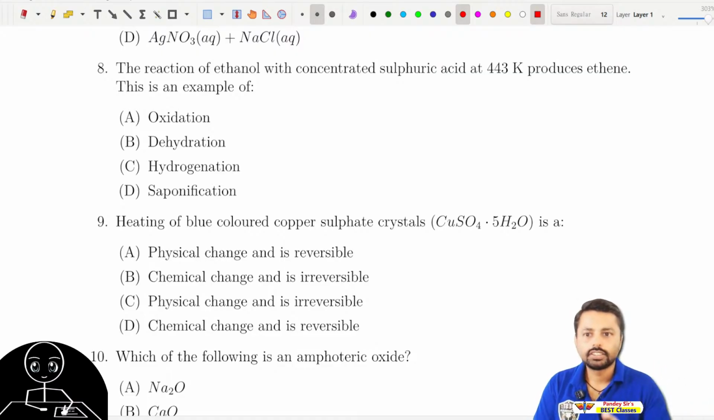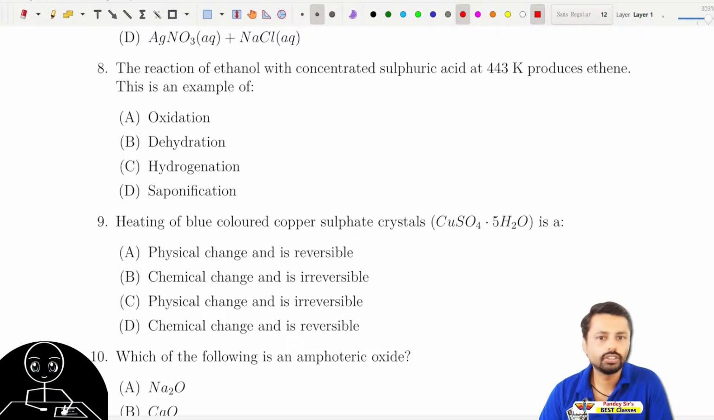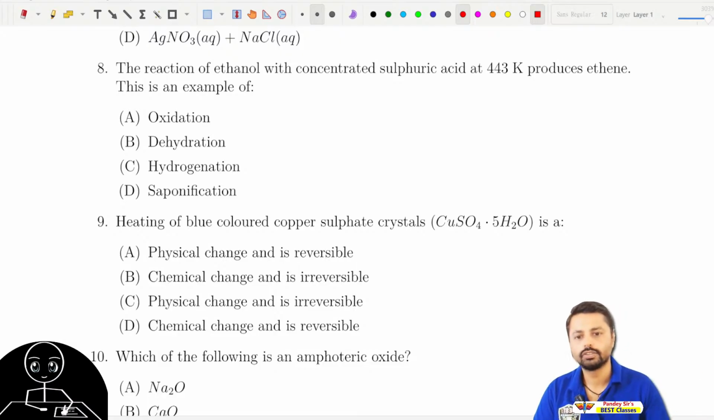The reaction of ethanol with concentrated sulfuric acid at 443 Kelvin produces ethene. This is an example of what? So when they did a reaction of ethanol with concentrated sulfuric acid, it produces ethene. Something got removed from this. So it's an example of dehydration.